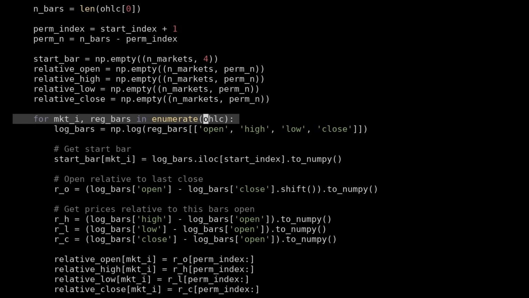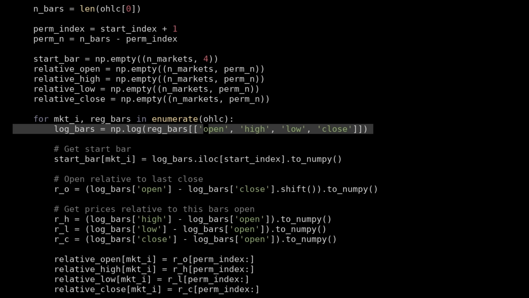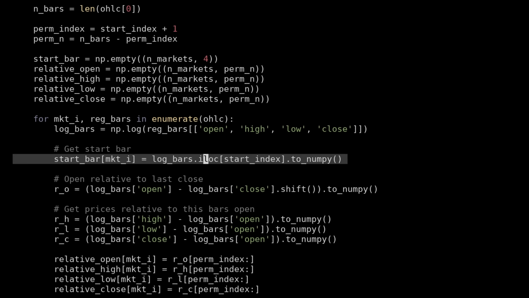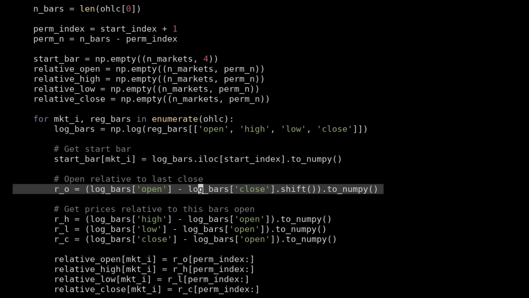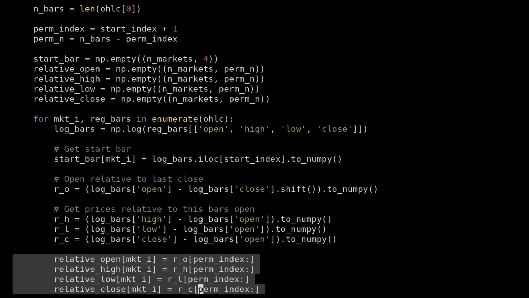We loop through each of the markets and get the logarithmic prices. I copy the first bar at the start index here. The open is subtracted from the high, low, and close prices. Since we're dealing with log prices, we're essentially recording the percentage off the open of each of these prices. The relative open is the current open minus the prior close, the gap. Then we copy over these prices into the arrays we made earlier.